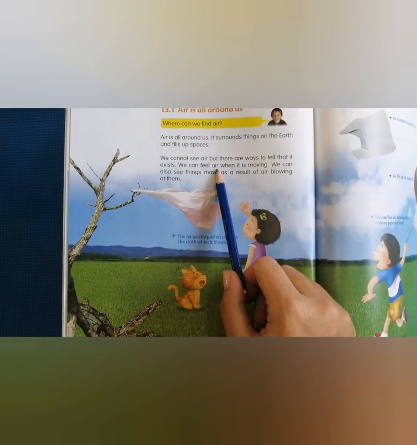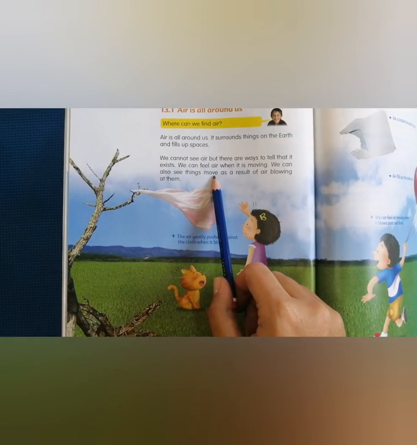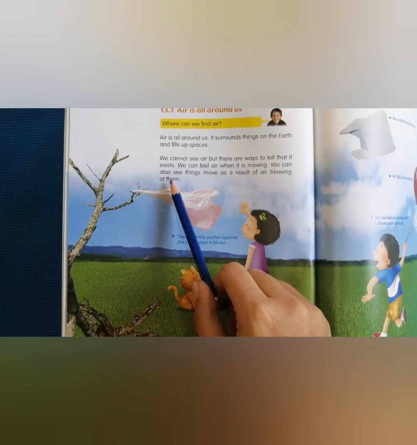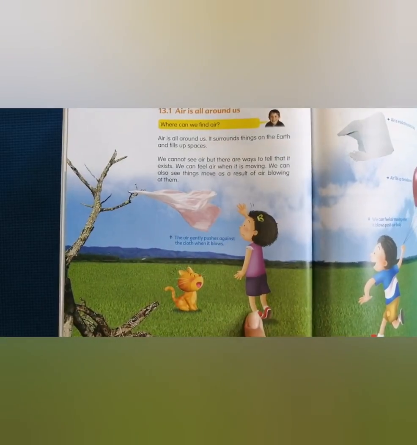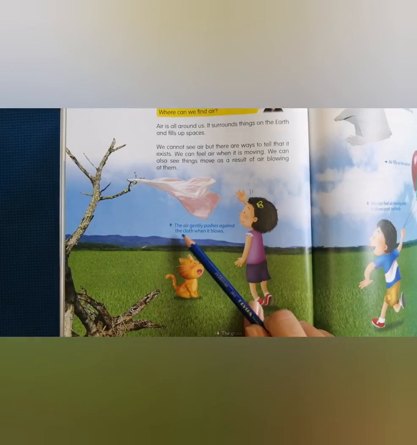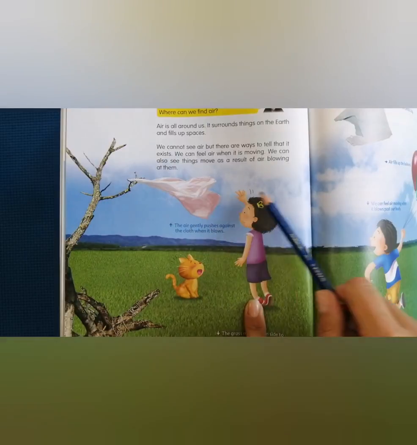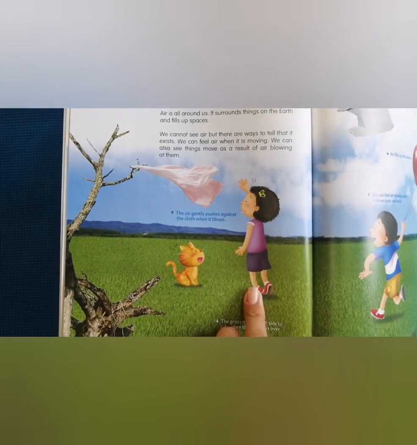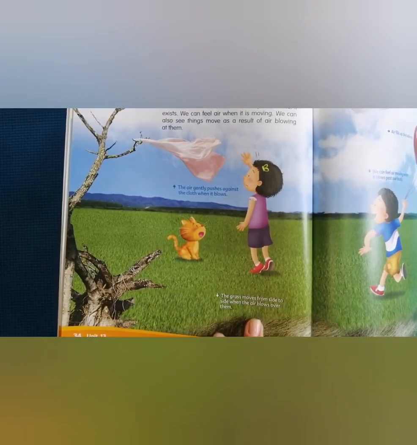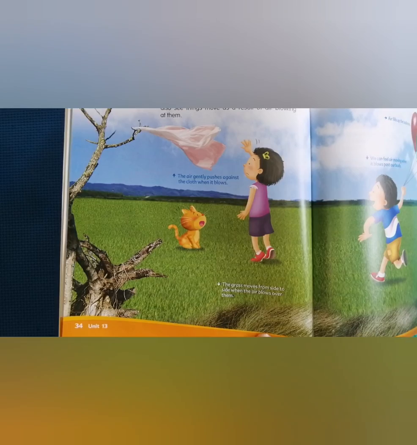We can feel air when it is moving. We can also see things move when air blows them. Let's have a look at the examples. The air gently pushes against the cloth when it blows. You can see the cloth blowing in the wind. We can see that there is air moving the cloth. Also, the grass moves from side to side when the air blows over it. Obviously, the grass needs to be quite long.